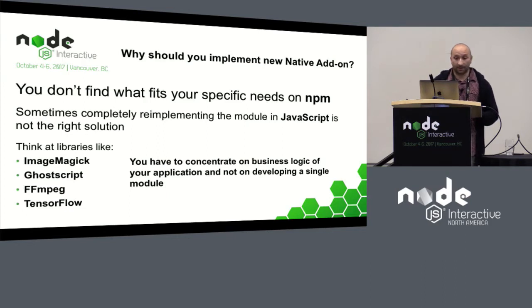From time to time, you don't find what fits your specific needs on NPM. Yes, this happens. And you have to make a choice, implementing your solution entirely in JavaScript. But if we think about libraries like ImageMagick, GhostScript, FFmpeg, TensorFlow, it's an insane idea to rewrite these libraries completely in JavaScript. Because at the end, you have to concentrate on the business logic of your application and not on developing a single module. So here, the right solution is to create a native add-on.